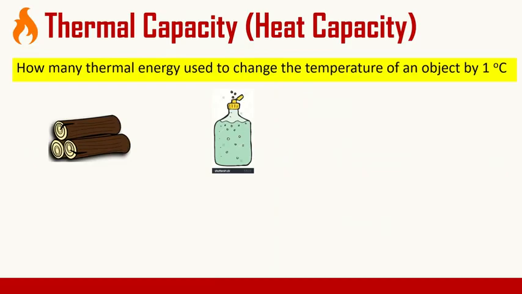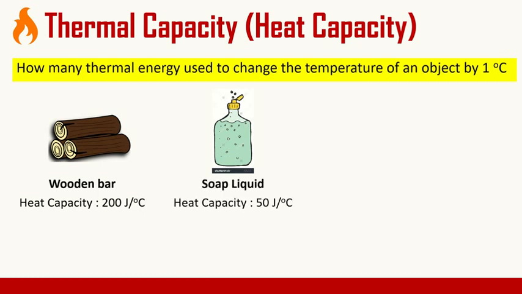Okay, to answer those two questions, we have to talk about this first. It's thermal capacity, or another name is heat capacity. The definition of thermal capacity is basically how much thermal energy is used to change the temperature of an object by 1 degree Celsius. Now we have two objects here. The first one is a wooden bar, with a heat capacity of 200 joule per degree Celsius. The second one is soap liquid. The heat capacity is 50 joule per degree Celsius.